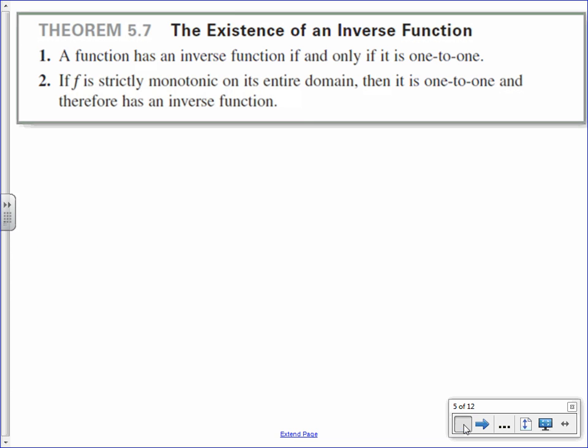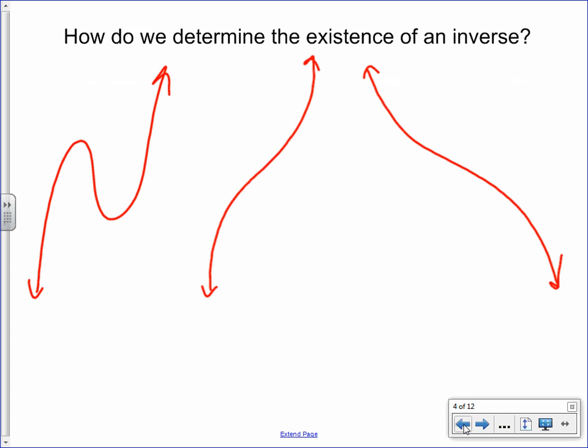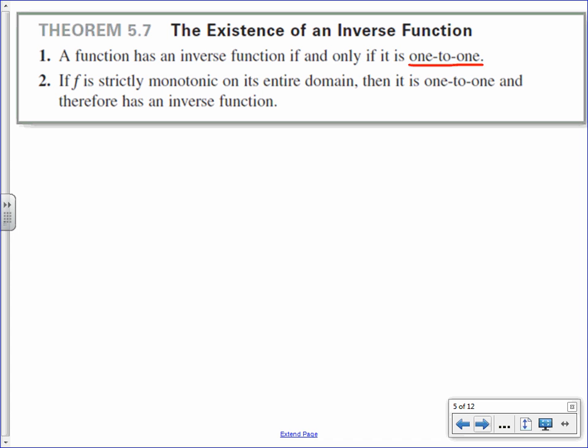So first of all, back to the horizontal line test. These two pass the horizontal line test and the vertical line test. That means our function is 1-to-1. You've heard that before, right?